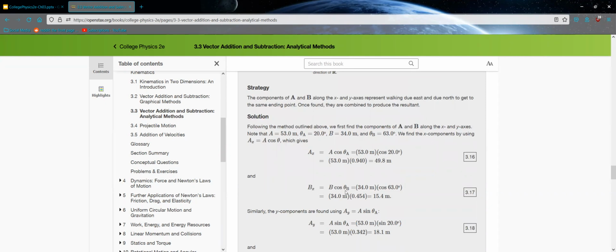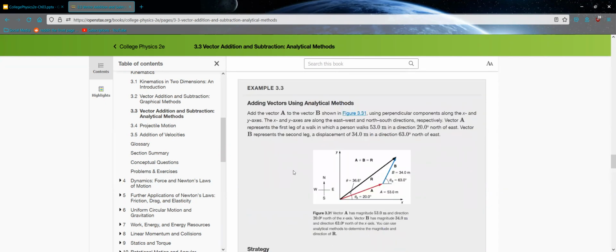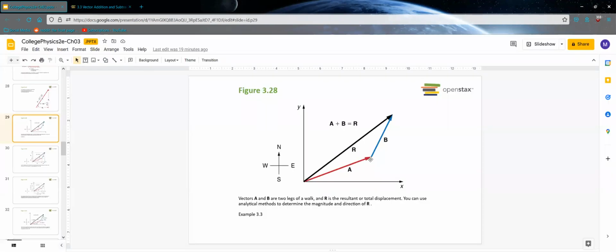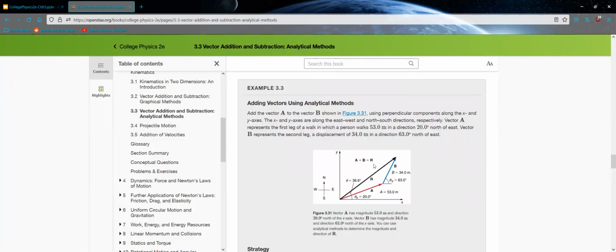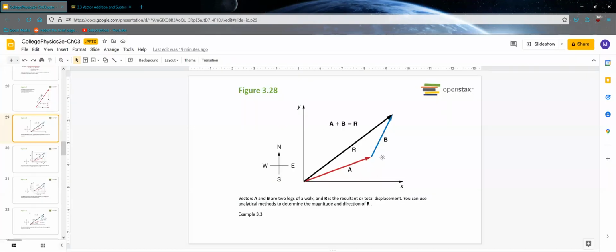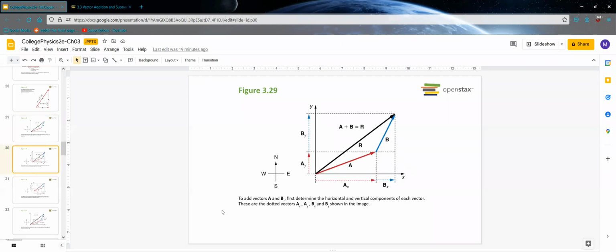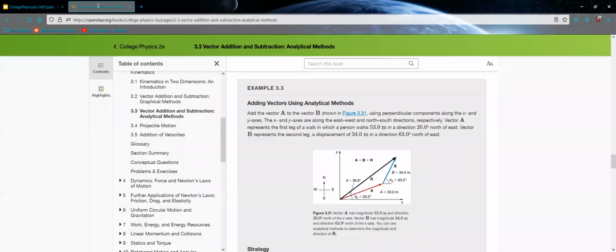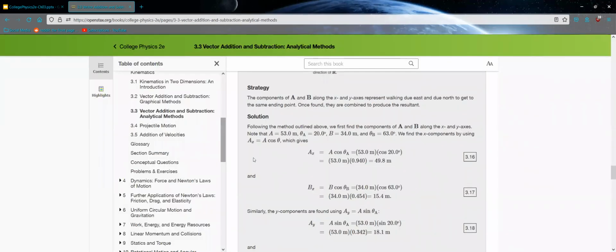Bx is equal to B cosine theta of B. And we know B is 34 meters long, so this blue line is 34 meters long, and 63 degrees north of east. Same direction, right? This angle that B makes is 63 degrees off of the flat axis. This graph, I think, is a better example of that. Notice the dotted line running where B starts. That's where we're drawing the 63 from. And of course, you do your math, 15.4 meters.